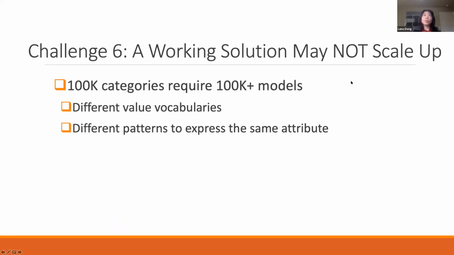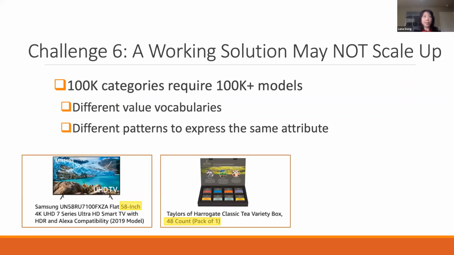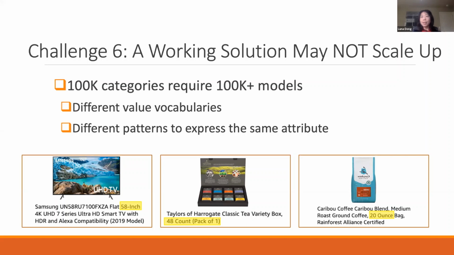scale up. This is partially because 100K categories potentially require 100K different models, because different categories have different value vocabularies and use different patterns. Here I'm showing you for a TV and T-box, the size information uses different vocabulary and has different ways to be embedded in the product title. And you might think, well, these two are so different. What about similar products? Let's look at tea and coffee. They are sibling nodes in the taxonomy, both under drink. But again, we see the size information looks very different.